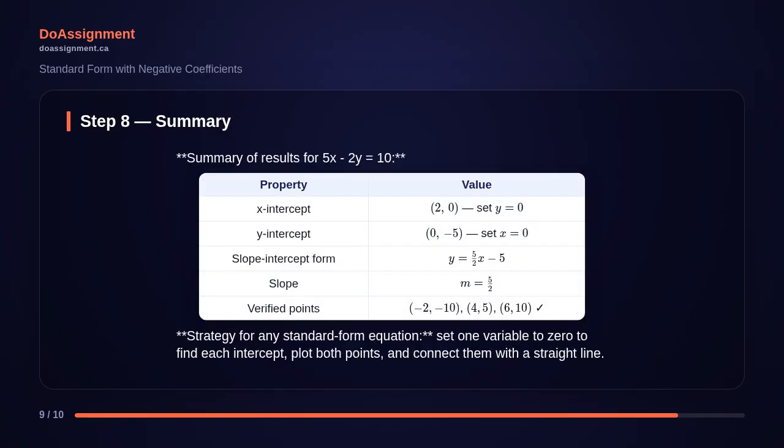To summarize, the x-intercept is 2, 0, found by setting y to 0. The y-intercept is 0, negative 5, found by setting x to 0. In slope-intercept form, the equation is y equals 5 halves x minus 5, confirming a slope of 5 halves. We also verified 3 extra points, negative 2, negative 10; 4, 5; and 6, 10, all of which satisfy the original equation. The general strategy for standard form: zero out one variable to find each intercept, plot, and draw your line.